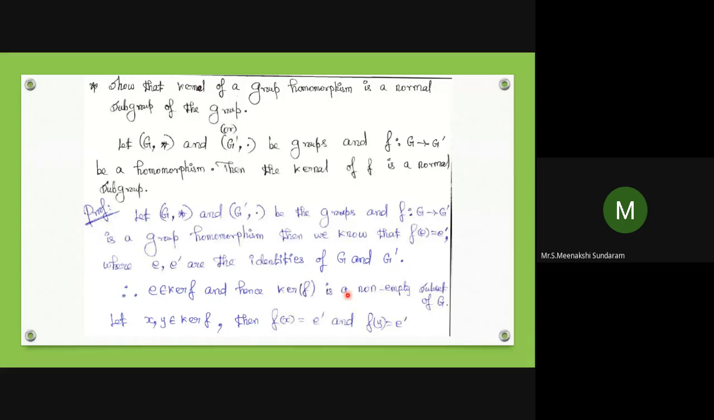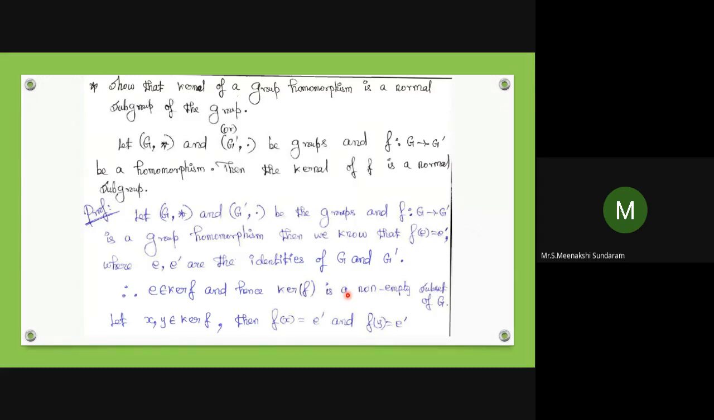Kernel means for any input element, the output should be the identity. So the elements in the domain should be mapped to the identity element of the codomain. The collection of that set is called the kernel. That is the definition of kernel. There is a fundamental theorem of homomorphism also that I can apply. Everybody should know the kernel. Kernel is the most important definition.